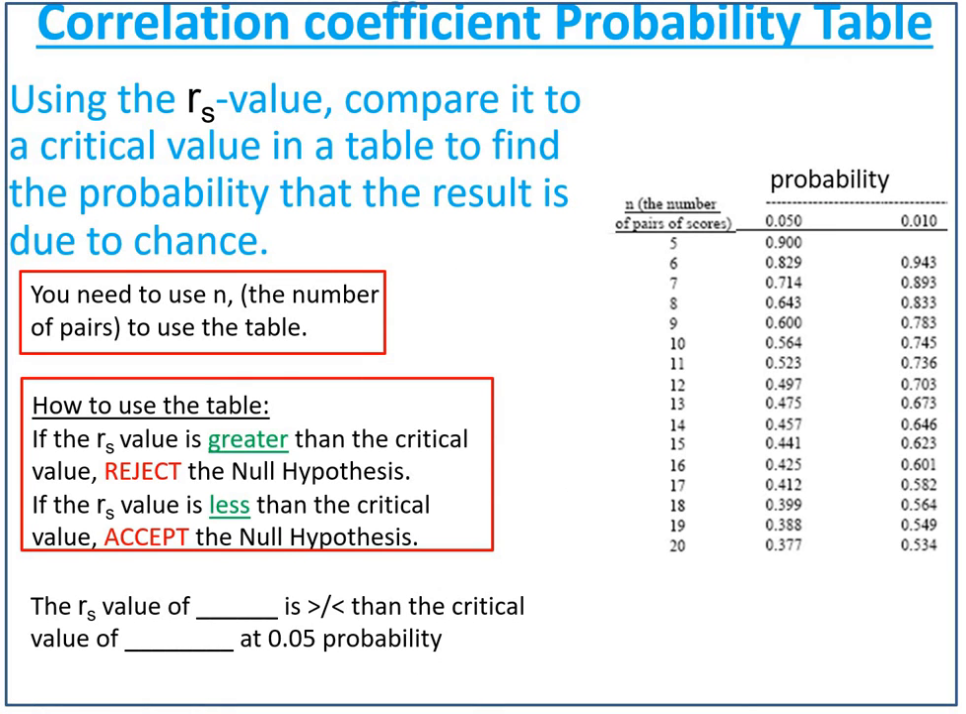So you use the RS value, compare it to a critical value in the table to find the probability that the result is due to chance. So, if your calculated value is greater than the critical value, you can reject the null hypothesis. But if the calculated value is less than the critical value, you accept the null hypothesis, and there isn't a significant difference.